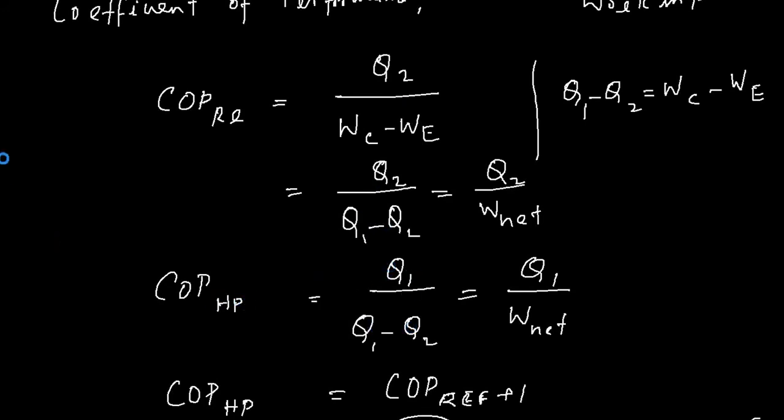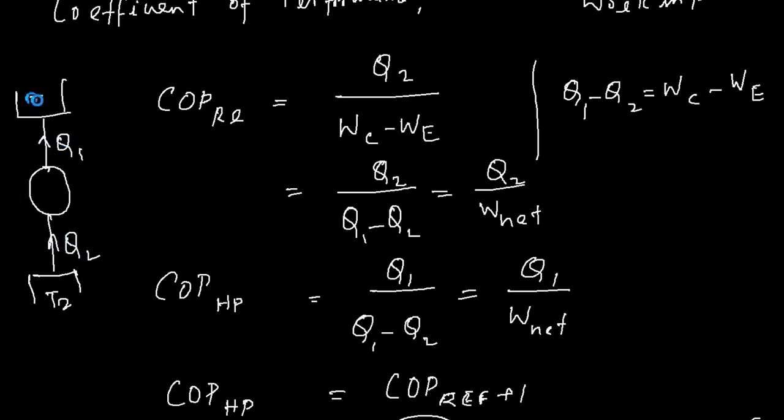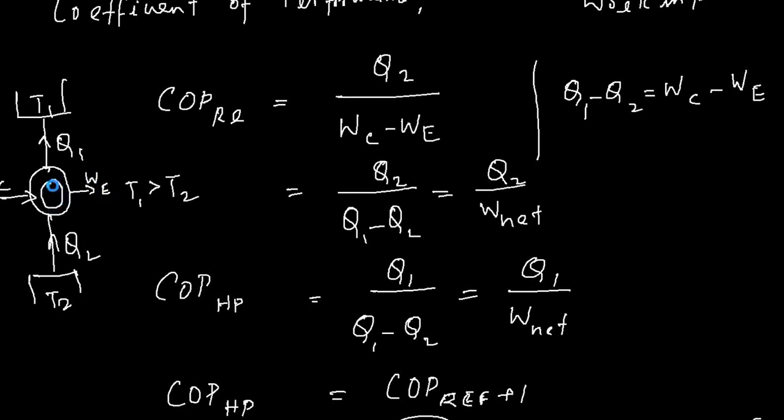COP of a heat pump is Q1 over Q1 minus Q2, whereas your cycle will look like this. It's a T1, let's call it T2, Q2, Q1, T1. Its condition is T1 greater than T2, and you have your compression work and you have your expander work coming out of the system. So that is your cycle.